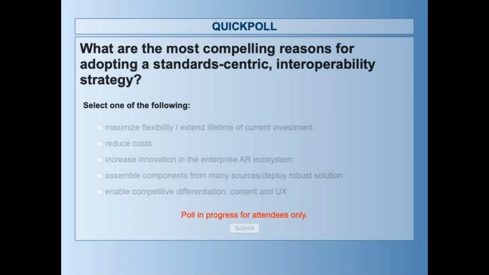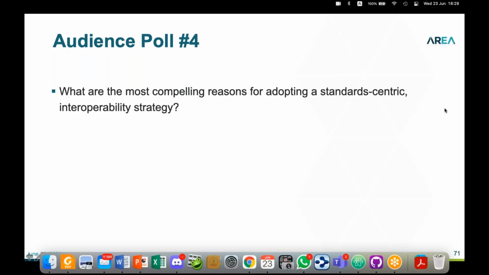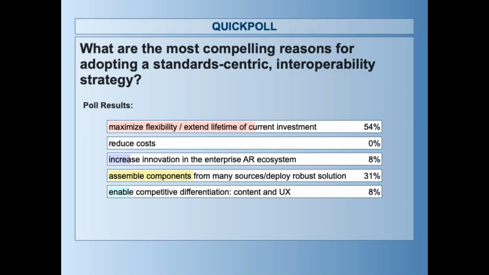Okay, I'm going to close the poll. About 65% of the participants answered. And very interesting that maximizing flexibility of the lifetime of current investment seems to be a very important driver. And in fact, reduced cost is embedded in several of these others. It's a red herring, perhaps. But I'm happy to see that people recognize that standards and interoperability as a strategy will help them to have more flexible strategies, be able to integrate more easily, and extend the lifetime of what they've already invested in. Any comments, gentlemen, on the results of this poll? Any surprises?